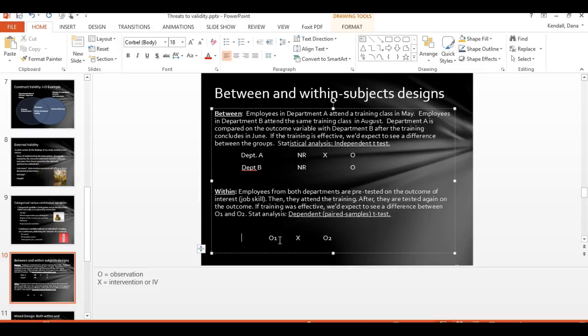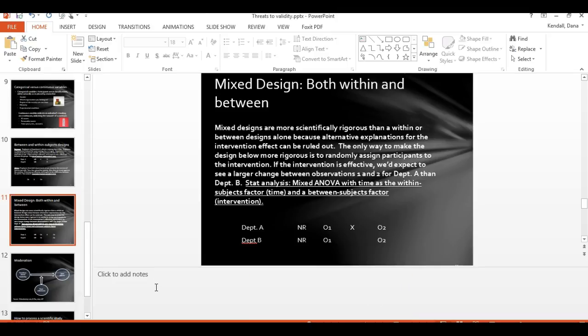If our training is effective, we expect a jump, or a decline if we expect the outcome to decrease, like stress, between time 1 and time 2 for these individuals. And we are going to employ a dependent or paired samples t-test in this case.